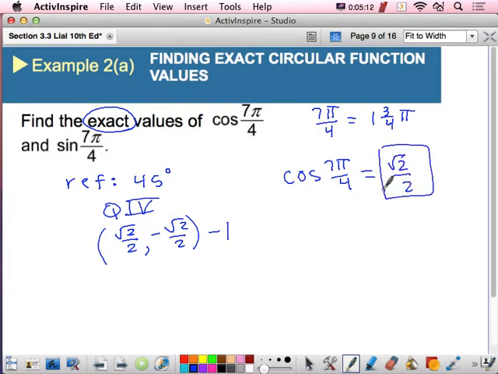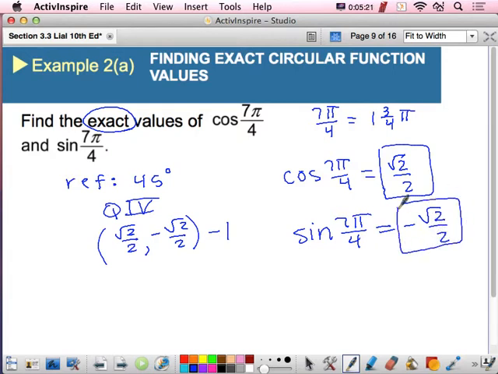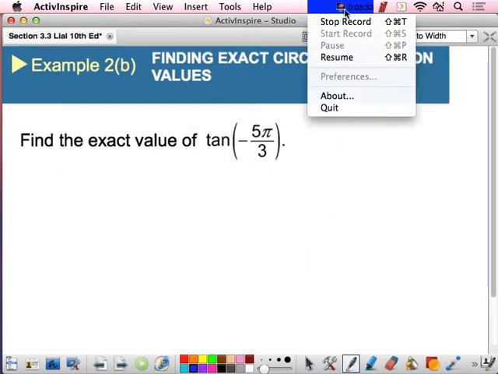But the sign of sine in quadrant 4 is negative. For any point on the unit circle, this is cosine. This is sine. This is tangent. Got it? Excellent.